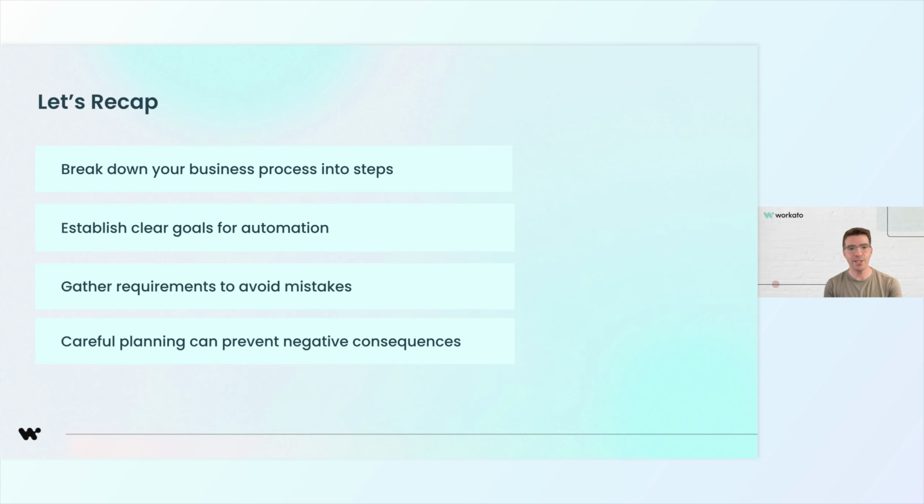Planning is the foundation of a successful automation project. By understanding your business process, asking the right questions, and preparing thoroughly, you can set yourself up for success. In the next section, we'll take this planning framework and dive deeper into building automations that eliminate manual work and optimize your workflows.